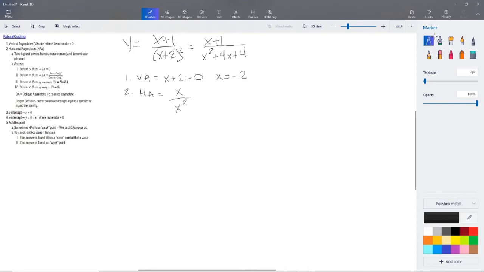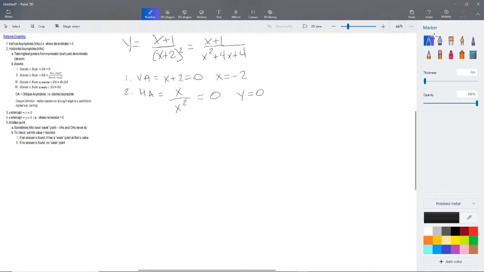But now that we've got that, then we can assess. We go over here and we look at our assessment rules, and they say, which one happens? Well, does denominator beat numerator? Well, 2 in our denominator definitely beats 1 in our numerator. So it means that our horizontal asymptote is at 0. Some people like to say y equals 0, and there's nothing wrong with that either. You can also say that.